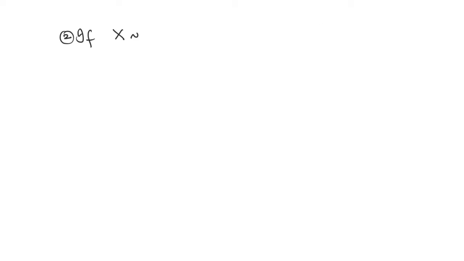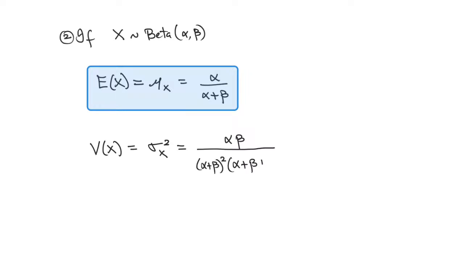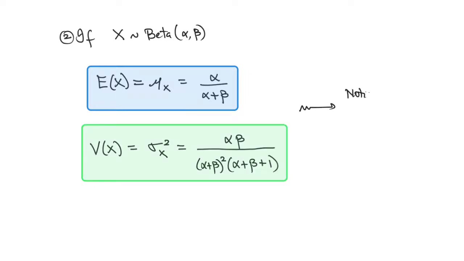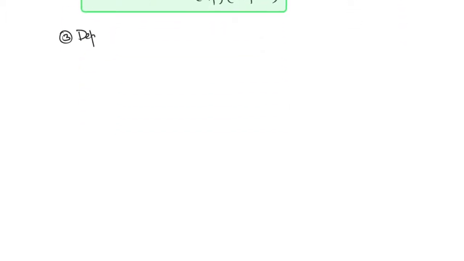If x has the beta distribution with parameters alpha, beta, the expected value of x is equal to alpha divided by alpha plus beta, and the variance equals alpha times beta divided by alpha plus beta the whole square times alpha plus beta plus 1. Note that both the expected value and the variances are numbers that lie between 0 and 1.